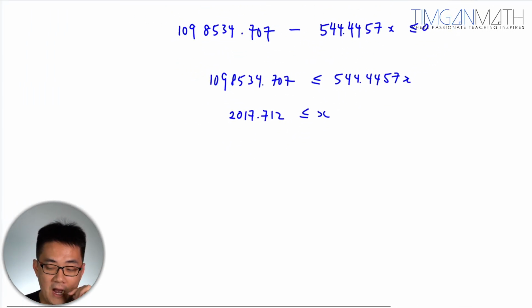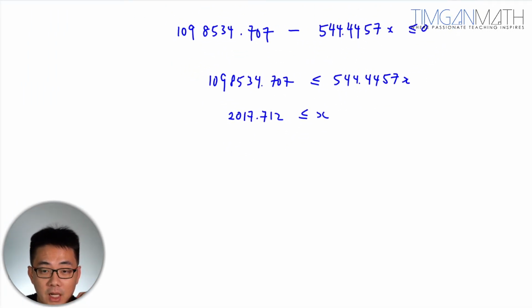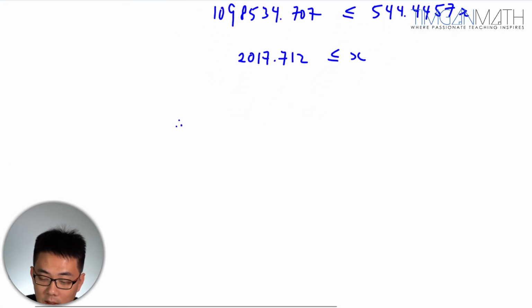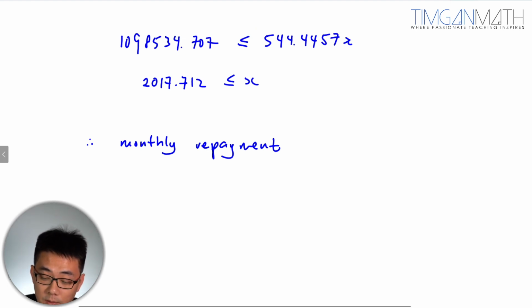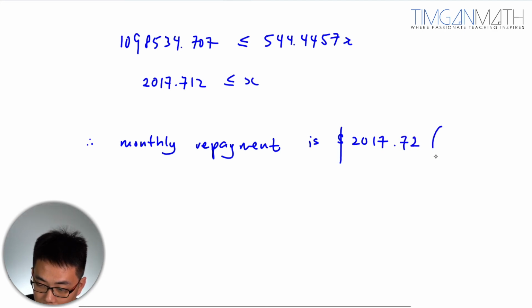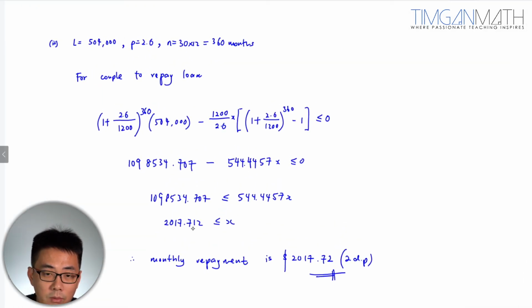Okay, so minimally, calculate the monthly repayment if the couple plans to repay in 30 years. So hence, monthly repayment, if you need it in 2DP, I'm just going to take 2017.72 to two decimal places. Okay, so that will be my monthly repayment. So you don't round it down, because you need to pay the bank whatever amount. So just make sure that if 2DP, just round it up. Okay, that'll be more appropriate.